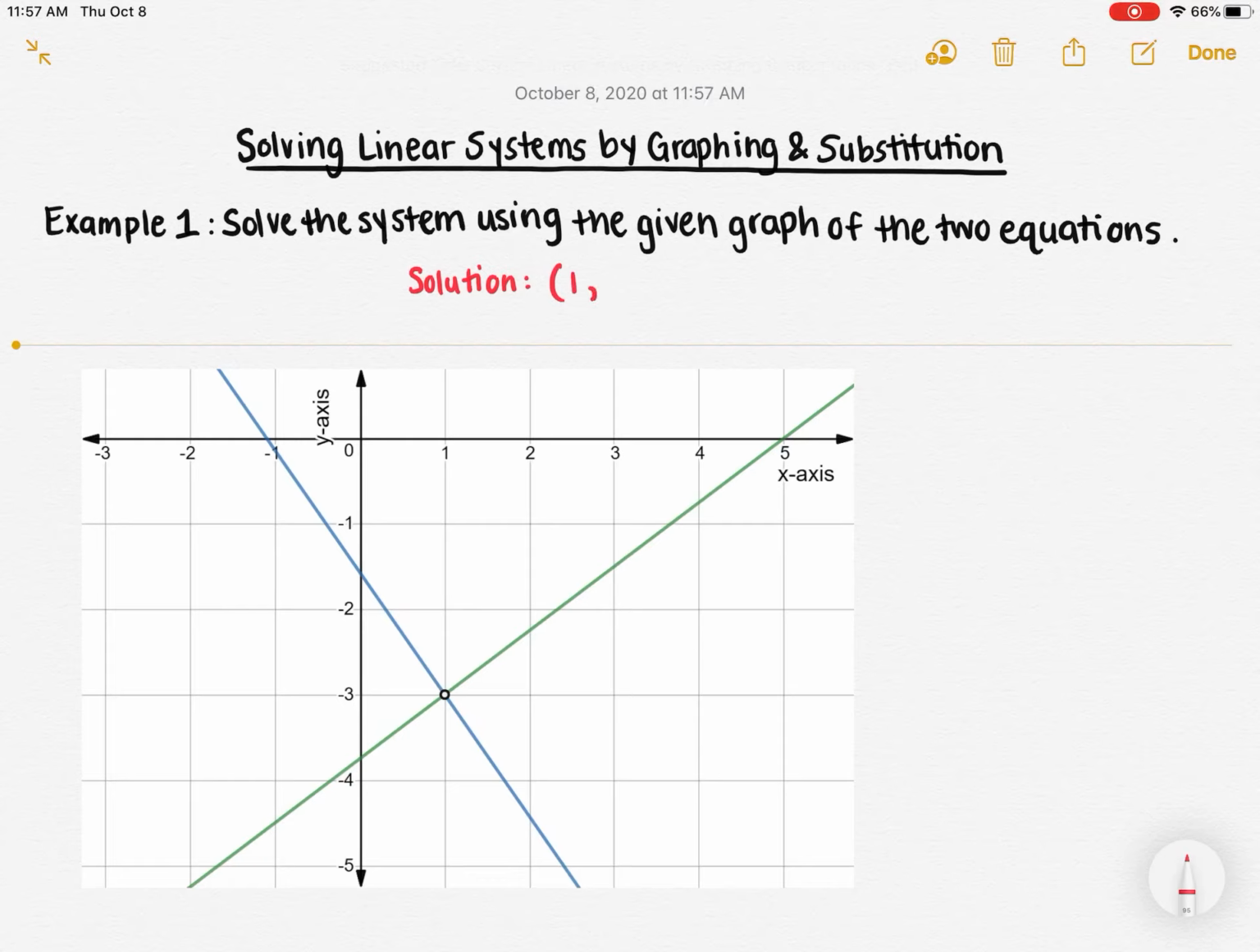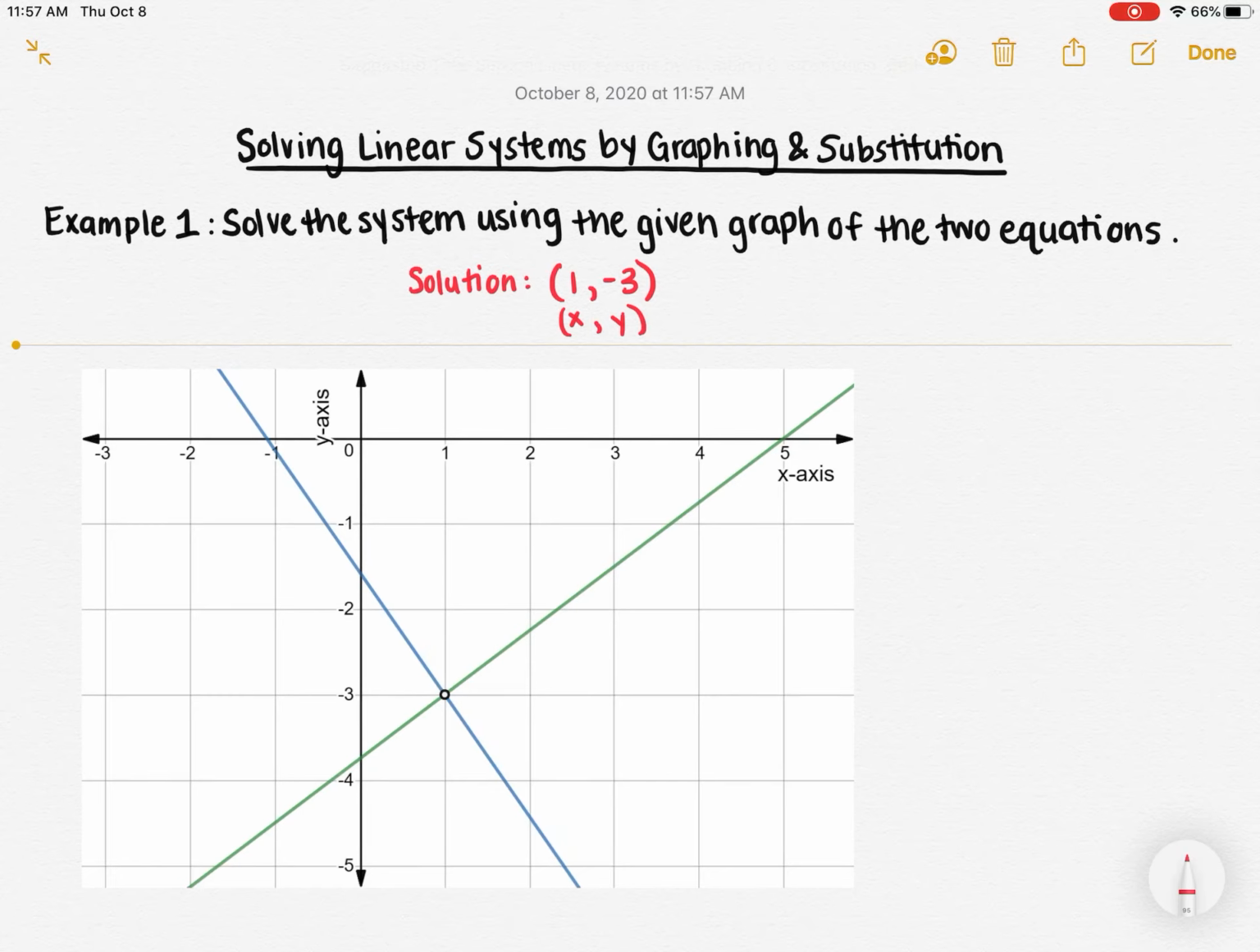And then to look for the y value at the white dot, I'm going to go left to see what value I'm at on the y-axis. And I can see that I'm at the value -3. So I put -3 second in my coordinate. Remember, it's always x, comma, y. Okay, so for all of our systems that we solve, we're always going to write our answer in coordinate form, x, comma, y with parentheses around it.